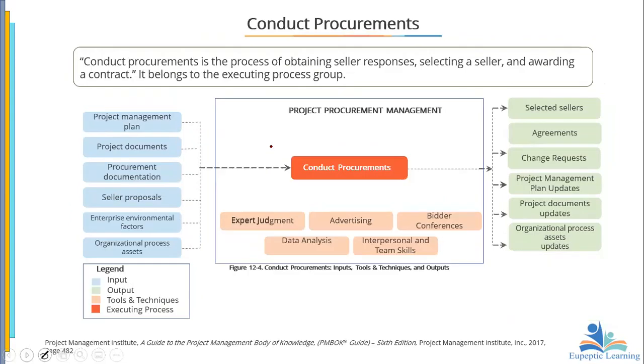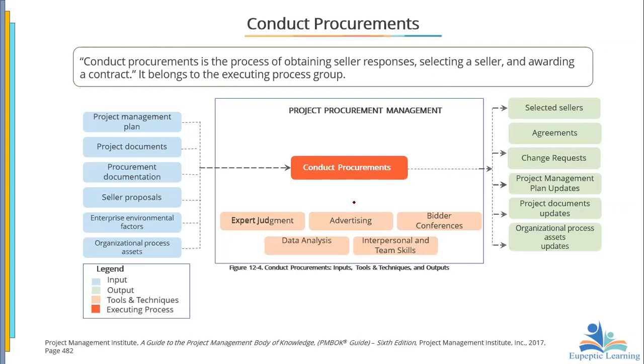Then we go to conduct procurement, which belongs to the executing process group. Now we are going to acquire the thing ourselves, do the acquisition or the procurement itself. So the project management plan, which includes the project procurement management plan, project documents, procurement documentation, seller proposals, EEFs, and then the OPAs will serve as the input. And then the tools and techniques here will be expert judgment.